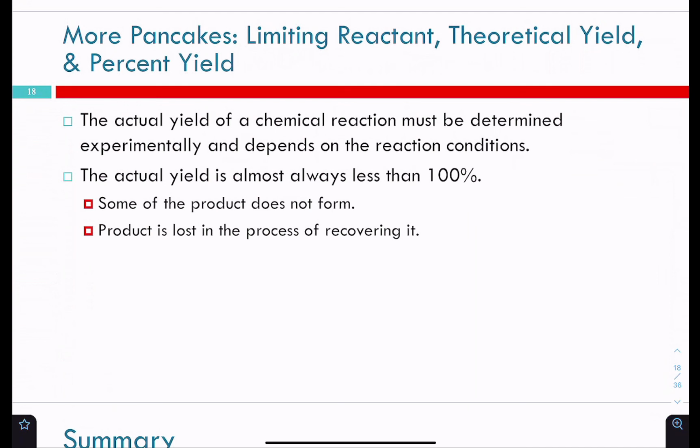It's almost always going to be less than 100%, and it's either going to be because some of the product doesn't form or because it gets lost in some part of the recovery process. So like when you guys did the copper cycle lab, I think actually everybody lost some of it to the decanting step, where you have the black fluffy stuff and you're trying to pour the water off, right? That was some of it lost, and that changed your percent yield that you calculated at the end.